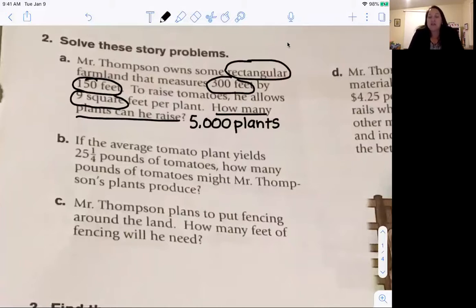If the average tomato plant yields 25 1/4 pounds of tomatoes, that's amazing, by the way, because every time I try tomatoes, I get like 2. He's got good land. How many pounds of tomatoes might Mr. Thompson's plants produce? Well, every plant has 25 1/4 pounds, and he has 5,000 plants. What do you think we're going to do? Yes, you're right. We'll multiply.